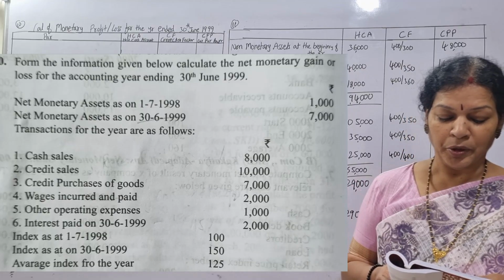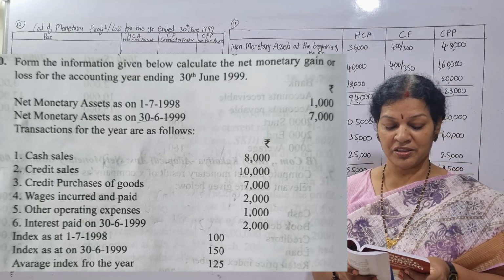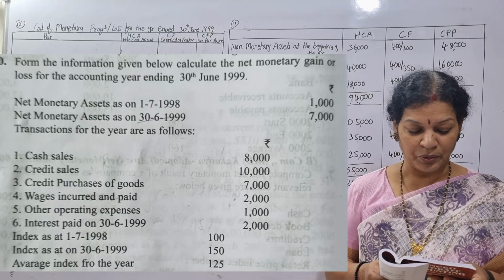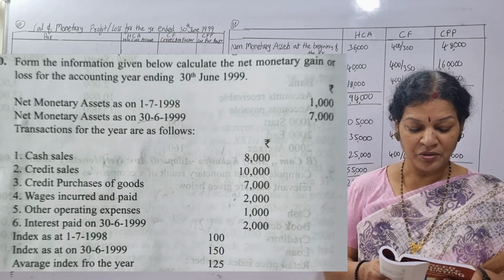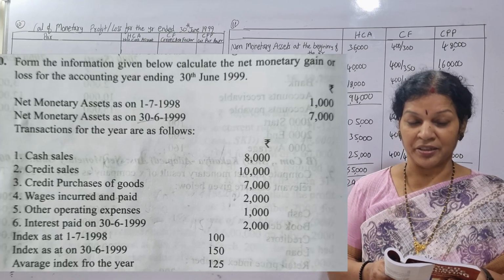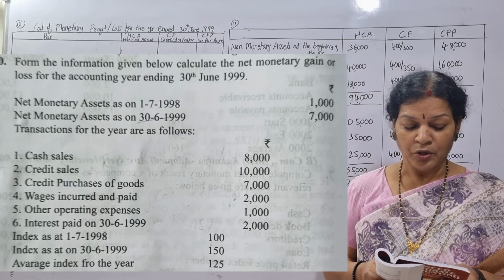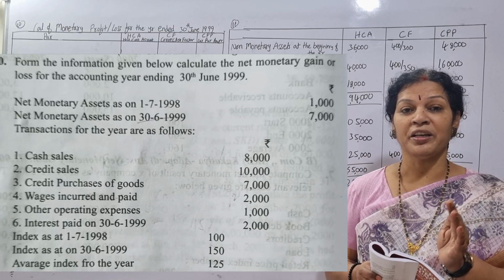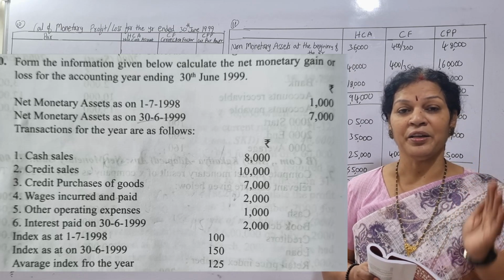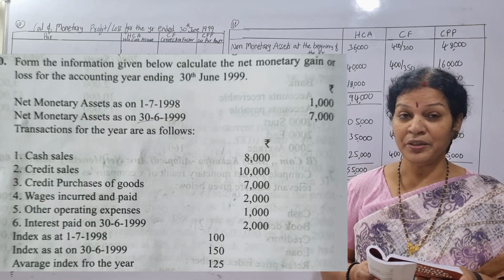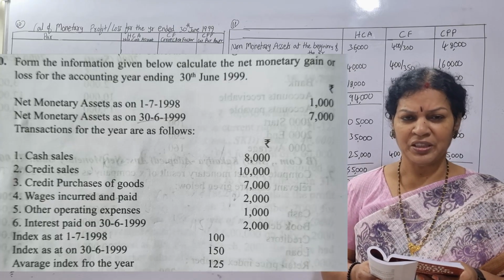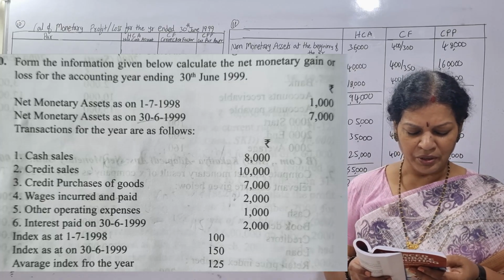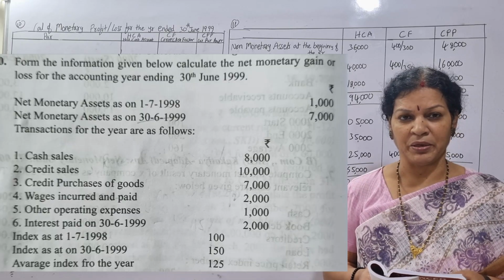First, net monetary assets. Net monetary assets on 1/7/1998, means at the beginning of the year, 1000. Net monetary assets on 30th June 1999, end of the year. So we'll always start the problem with the beginning of the year net monetary assets, whatever is there. With that, we'll start the problem. Now we need 1000 rupees. Now transactions, what are given to us? Total 6 transactions are given.